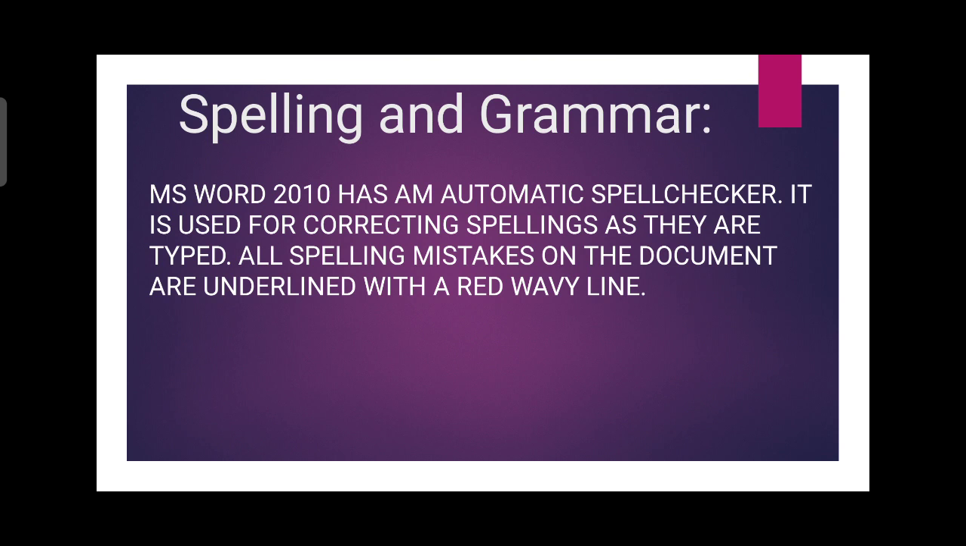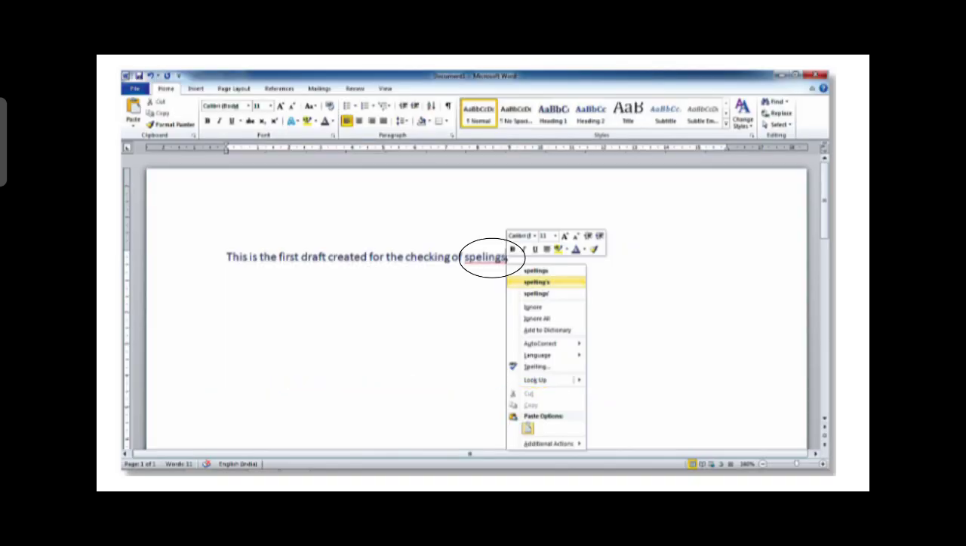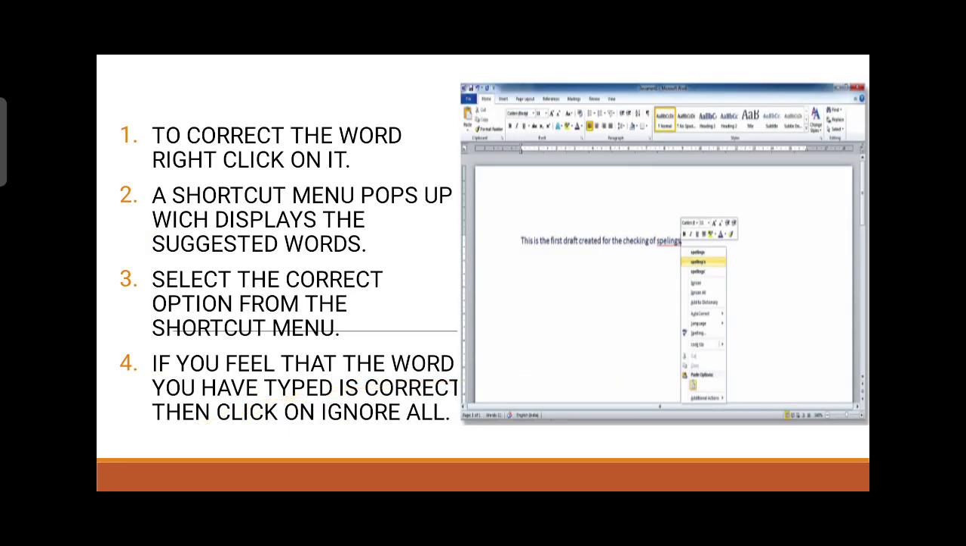So children, how to do it? How can you understand that this is a mistake? See here, here is a spelling mistake which I have circled. Whatever spelling mistake is there, to correct the word, right click on it. Just right click the mouse. A shortcut menu pops up which displays the suggested word. Here you can see the suggested word is given.